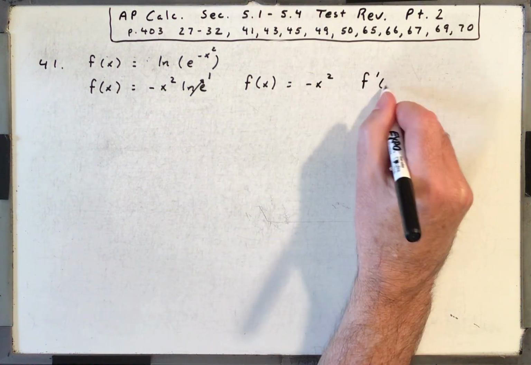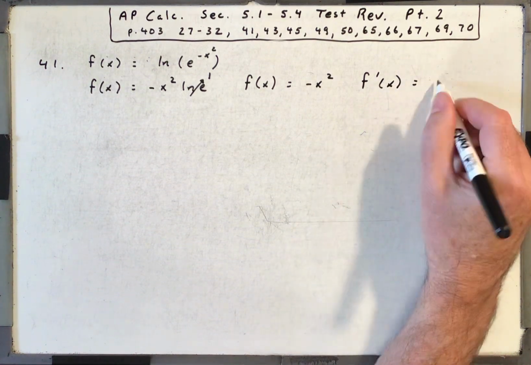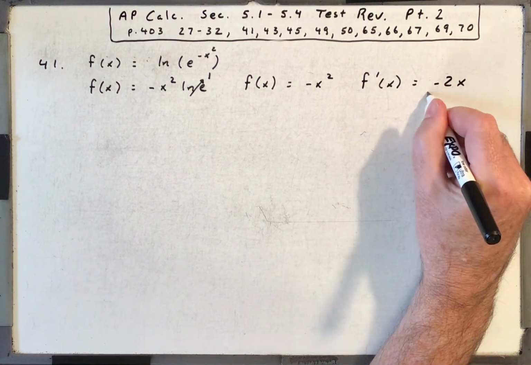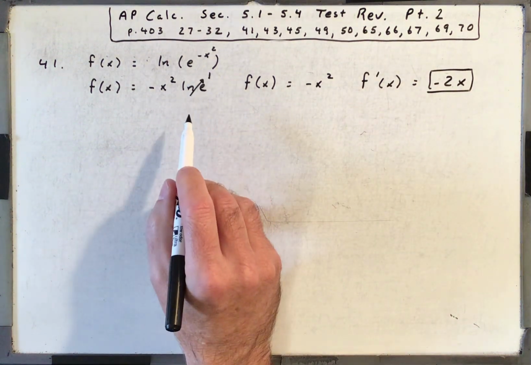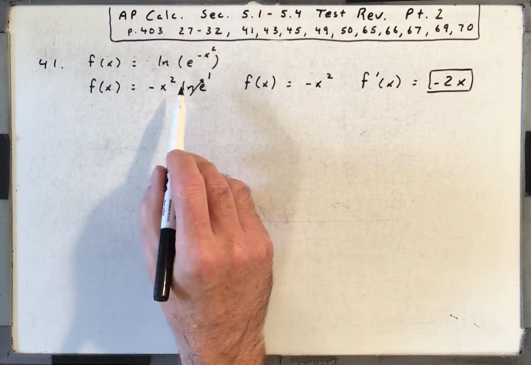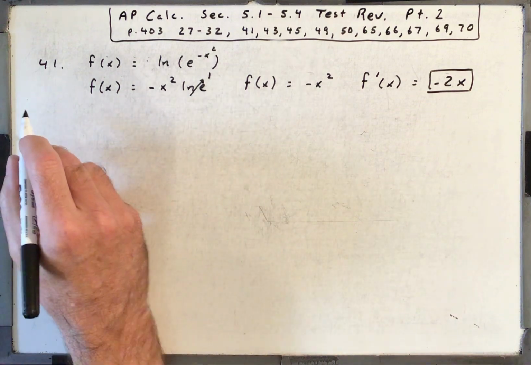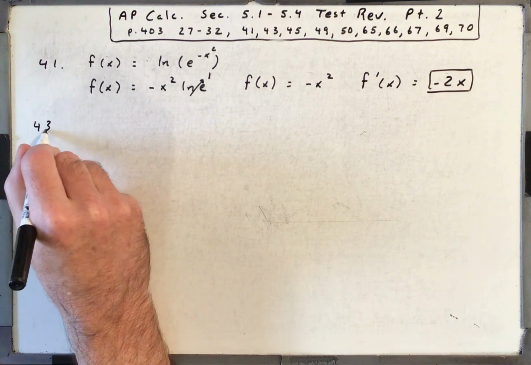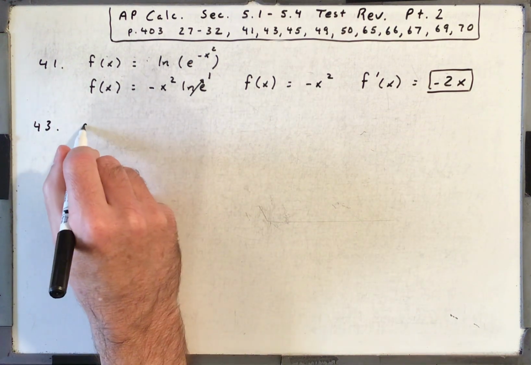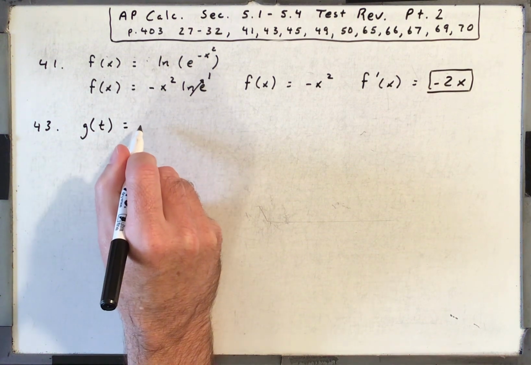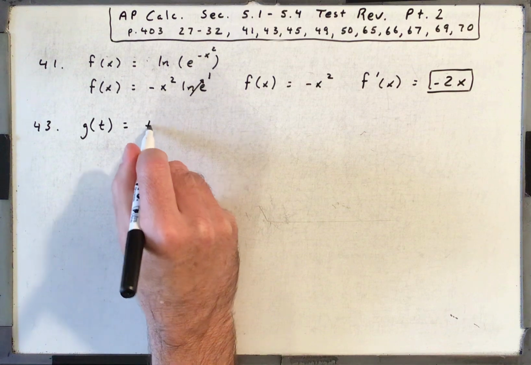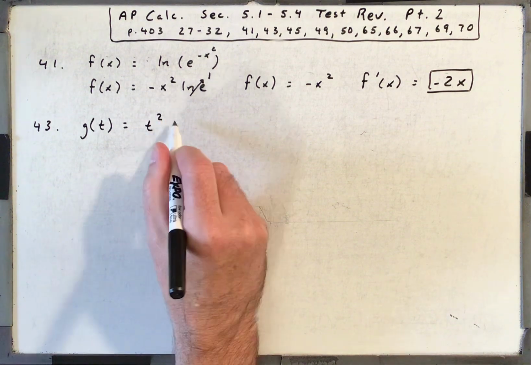F prime of x then is just negative 2x. You could get that without using properties of log, but it's much more of a pain in the caboose to do it that way. All right, 43. We have g of t is equal to t squared e to the t.